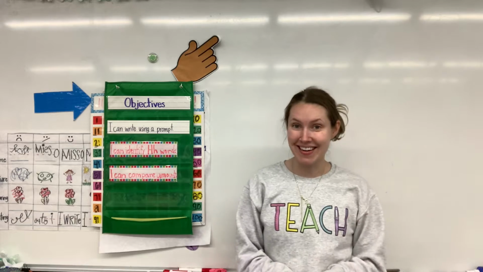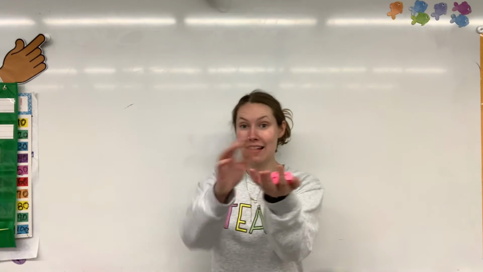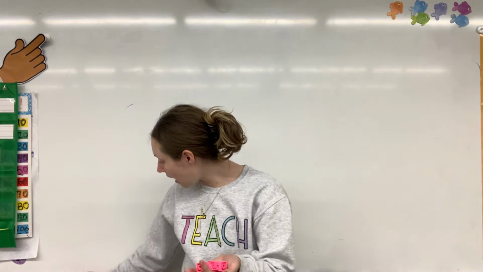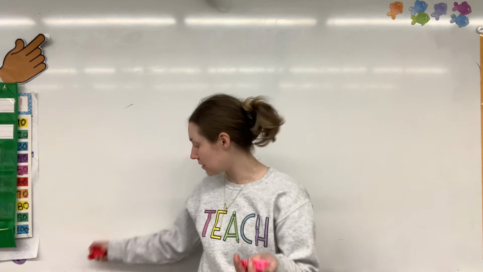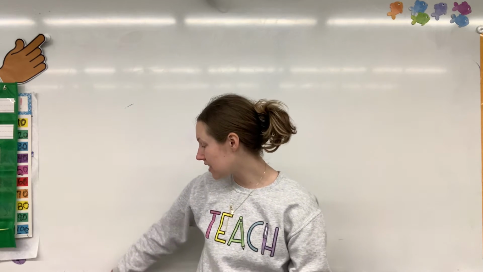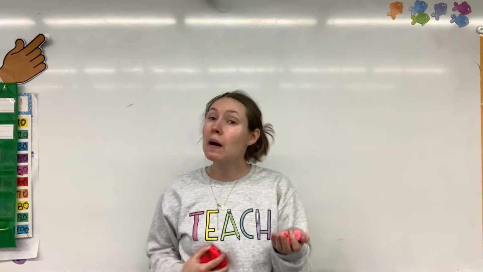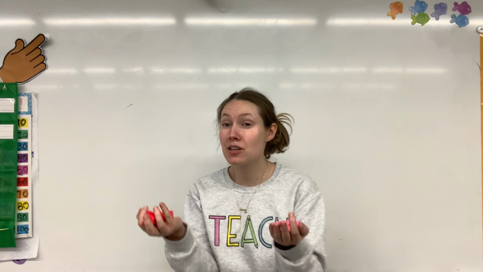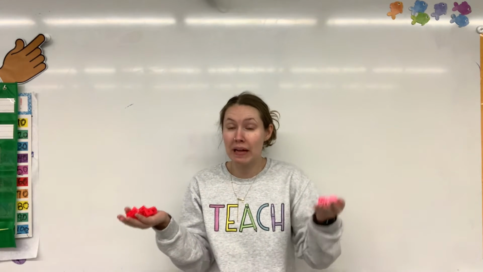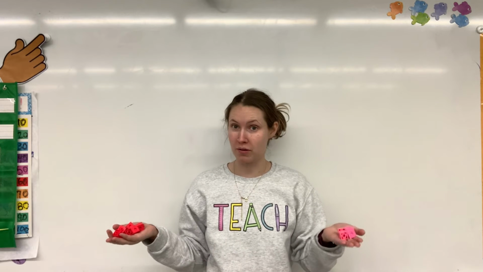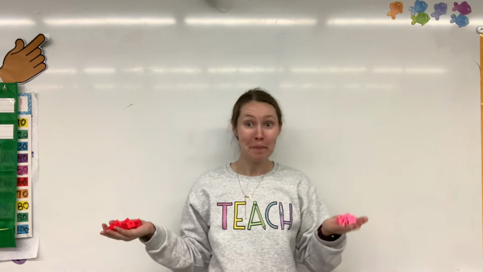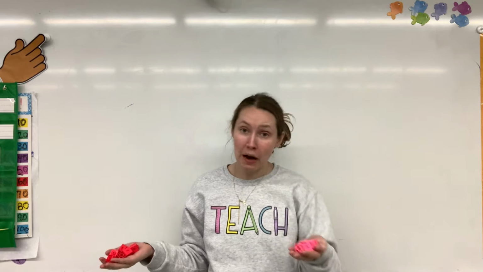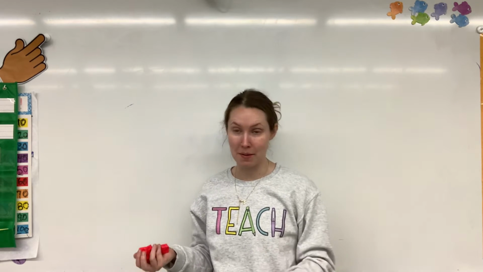So let's get started. I'm going to begin with looking at some cubes here. I have got some different amounts of cubes. I have some red cubes and some pink cubes. Now, what is a fast way that I could compare these amounts? How could I quickly see which I have more or less of? Well, I could count them, but I could also stack them to compare.